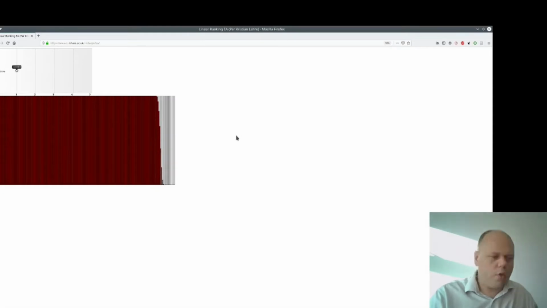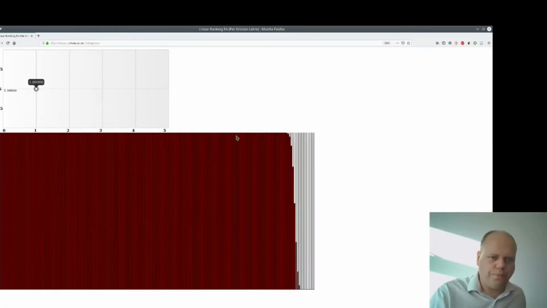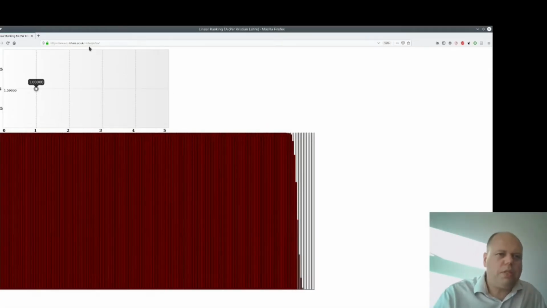So if you go to this URL, it's a bit small here, but you will see the link in the slides. Here we have an interactive visualization of this algorithm. So here at the bottom we see the distribution of fitness values in the population. For a given value i, we will see how many individuals, or what fraction of the population, have this particular fitness value.